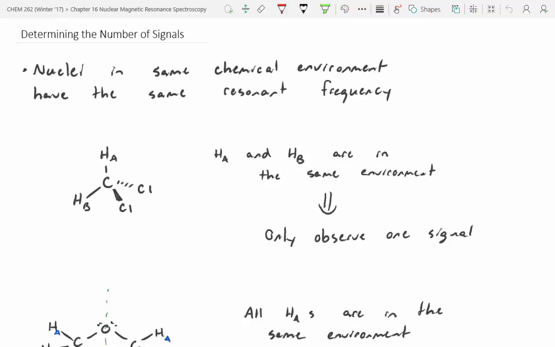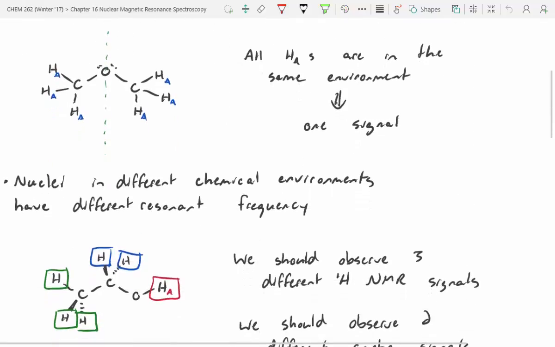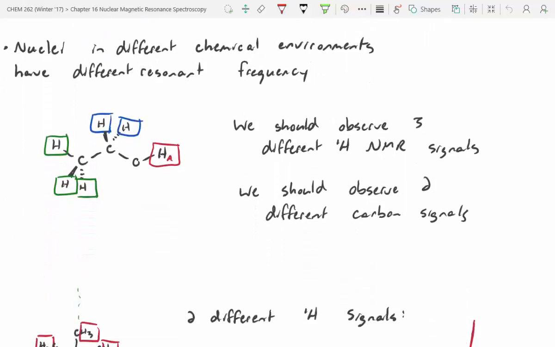All right, so yesterday we finished off talking about how to identify unique protons and unique carbons, and we said you really have to determine whether or not the atom you're looking at is in the same chemical environment as another atom, right? So if it's in the same chemical environment, you only observe one signal, even if there's multiple protons making up that signal. And then we said if you've got nuclei in different chemical environments, you'll see a resonant frequency corresponding to each unique set, and we went through a couple examples there.